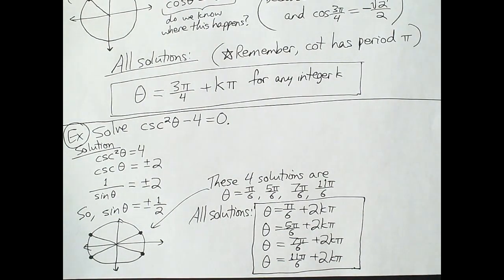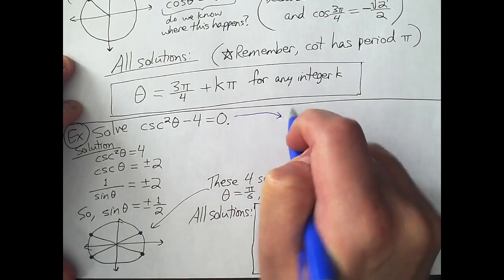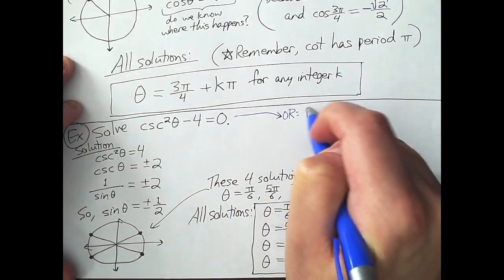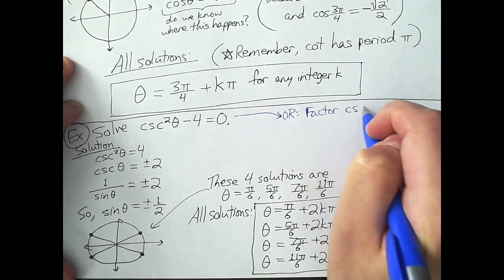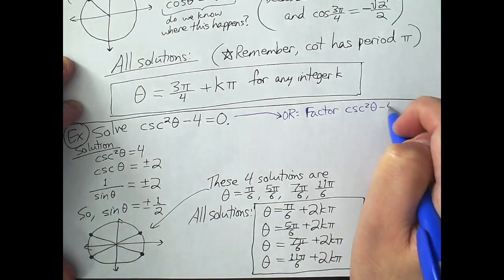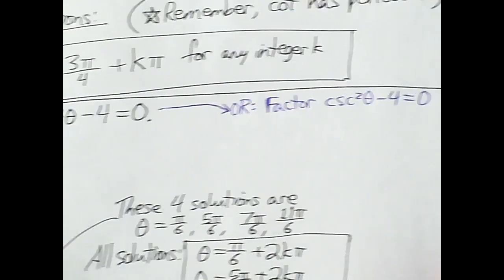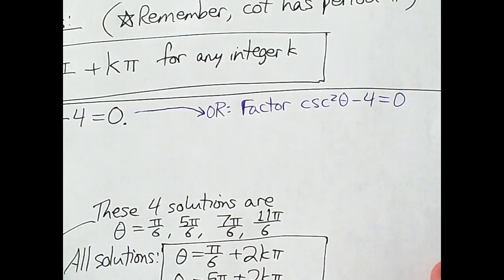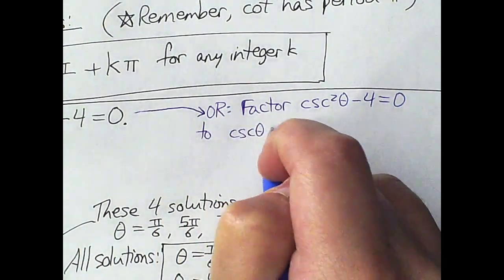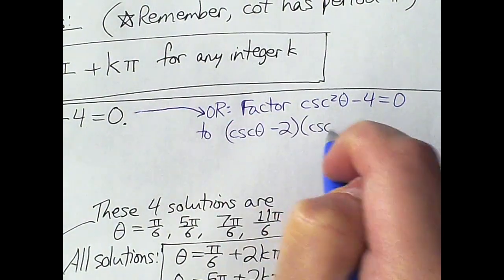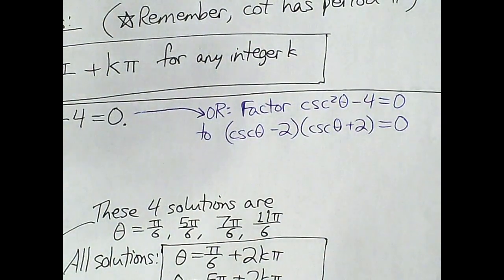I said there was another way that we could have started this problem, so I want to show you, some of you might have thought of it this way. So what if you factored it? You factor cosecant squared theta minus 4 equals 0. I'm going to zoom in on this. To cosecant theta minus 2, cosecant theta plus 2. This is another way to approach the problem.